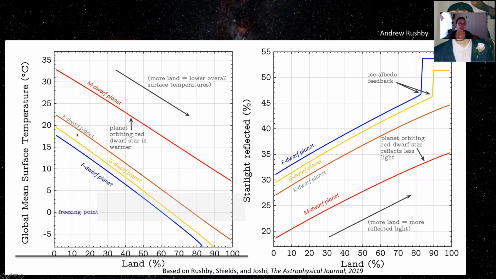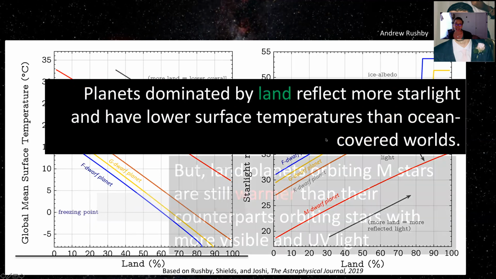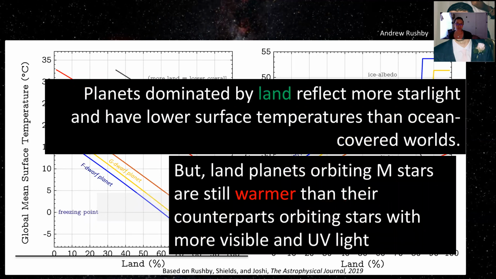And what we find is that the more land you have on the planet's surface, the colder your temperatures are as a result of your higher broadband planetary albedos. But M-dwarf planets are still warmer than their counterparts orbiting hotter, brighter stars because of that ice albedo feedback effect, that spectral dependence.